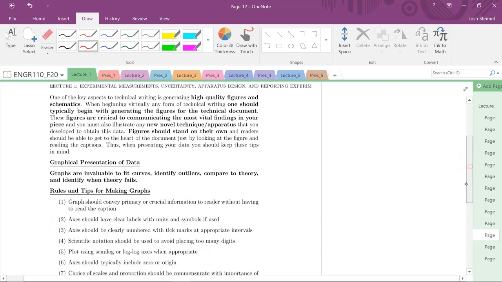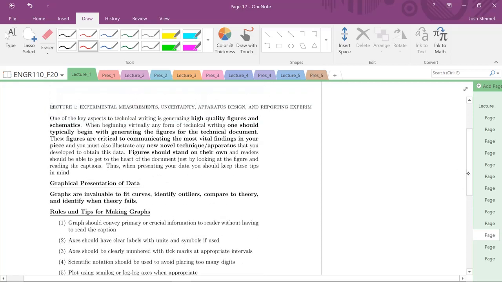The key thing I want to focus on, to reinforce, is that we need to create high quality figures in this lab and in this course. That's where you want to start when you're designing your technical document and writing your lab report. You should start with the figures first and generate really high quality figures. The figure should stand on its own.